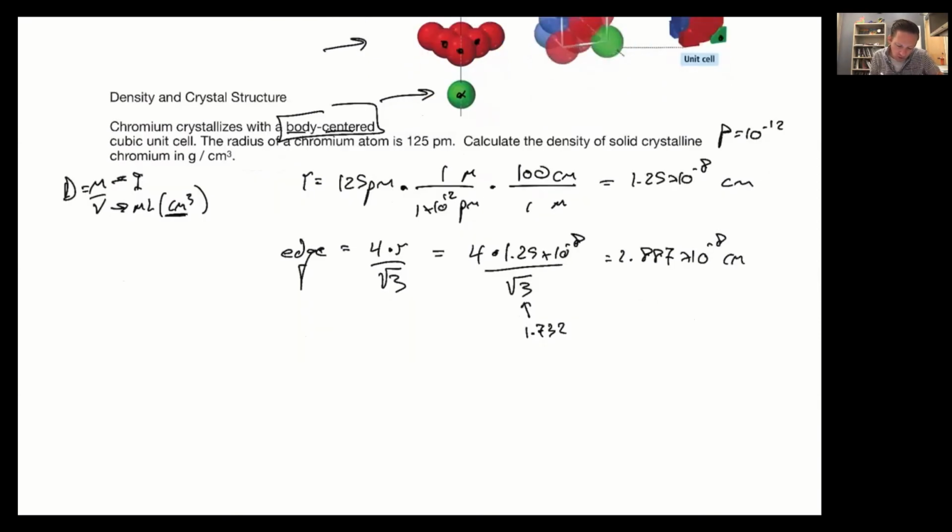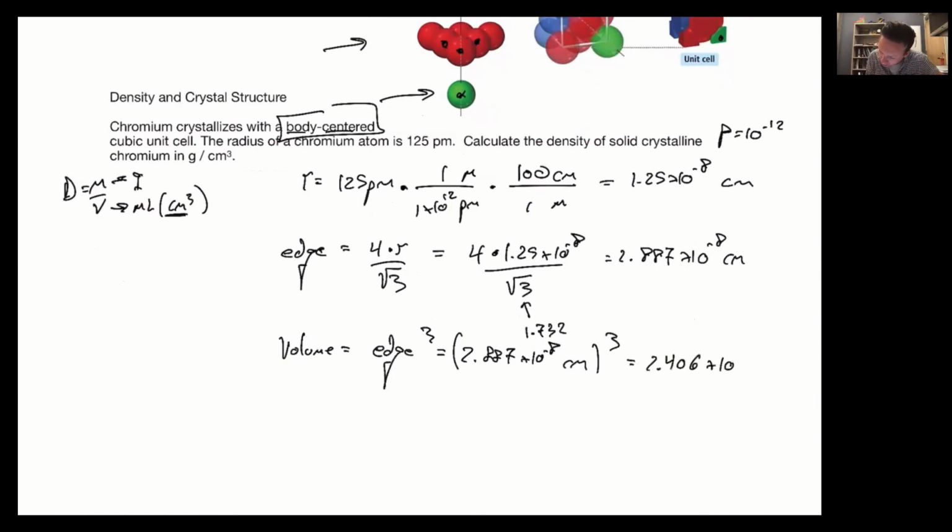Now we need to know the volume of the unit cell, and we know that these are all cubic, so volume is equal to edge cubed, so it's 2.887 times 10 to the minus 8 centimeters cubed. So you take your number on your calculator, raise it to the third power, and you get 2.406 times 10 to the minus 23rd centimeters cubed.